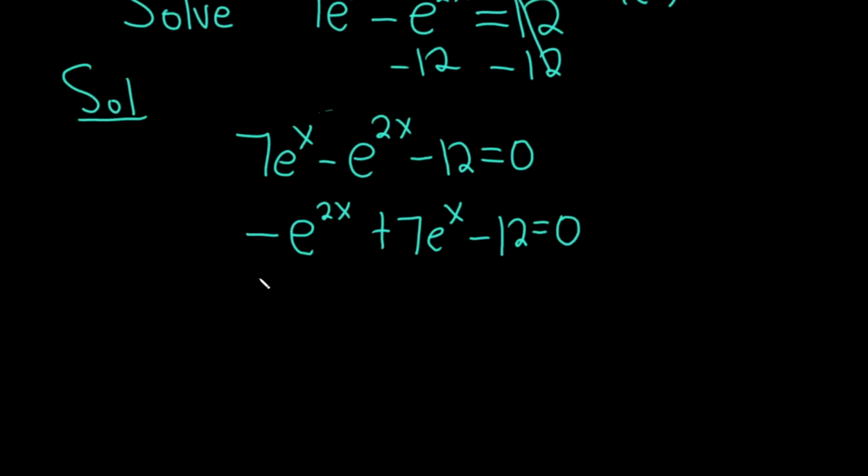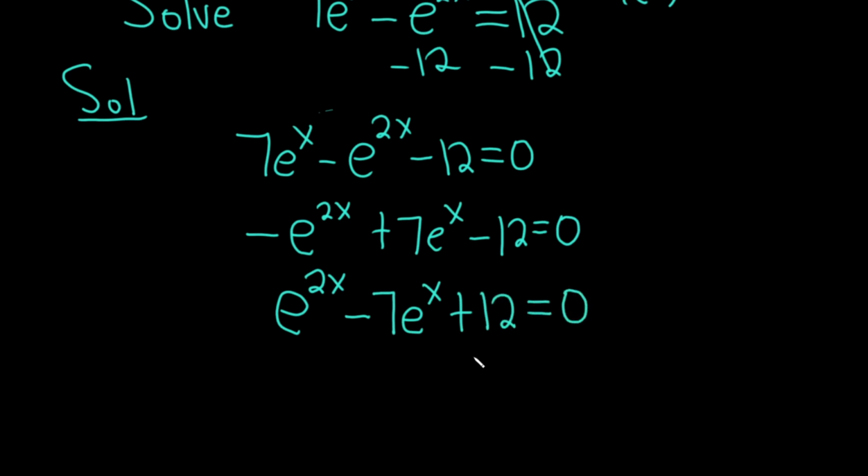And let's also now multiply by negative 1 just to get rid of that negative so it's easier to think about. So we'll just go through and switch all the signs. So this is e to the 2x minus 7e to the x plus 12, and that's equal to 0. And we should be able to factor this, I think. Let's try.